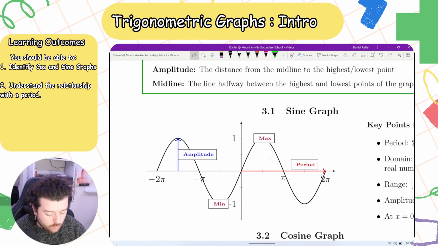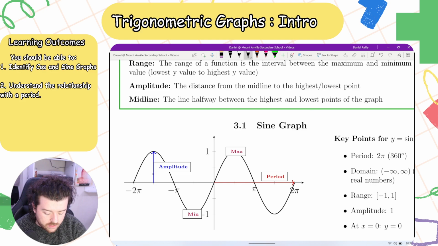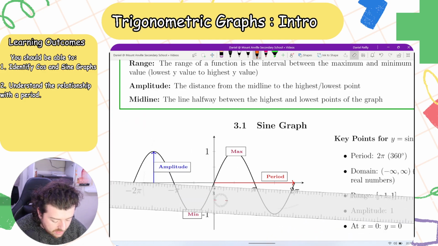Amplitude. This is an important one that people get confused on. Amplitude is this little blue guy here. It is the distance between the midline and the maximum point. The midline is the line halfway between the highest and lowest point on the graph. So this is my midline here, right?